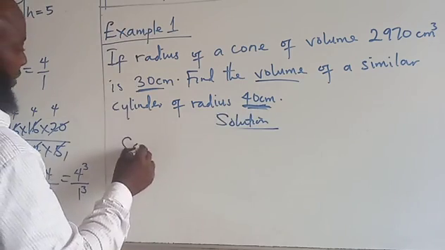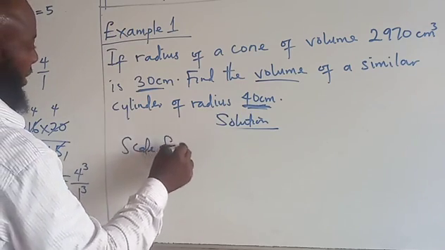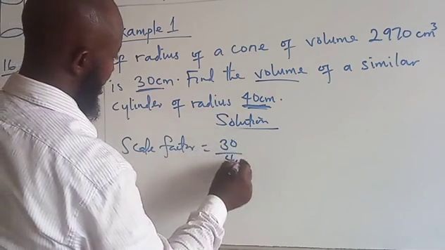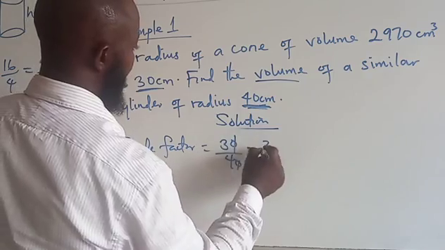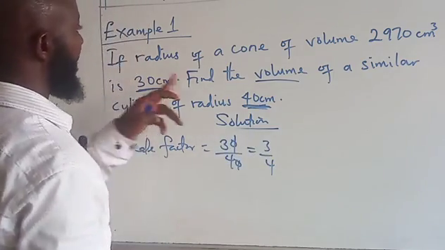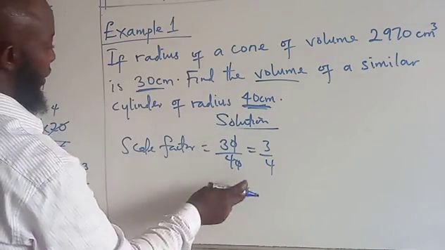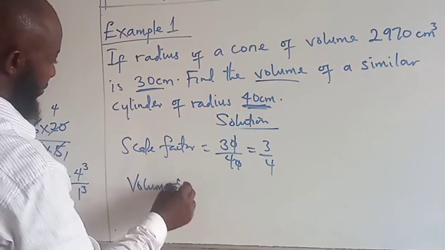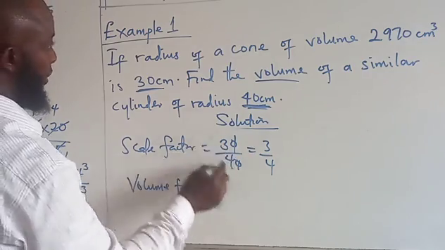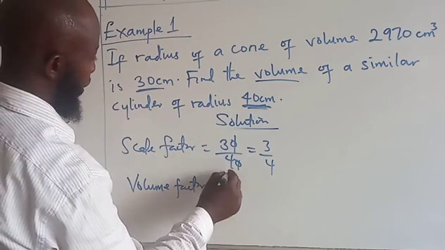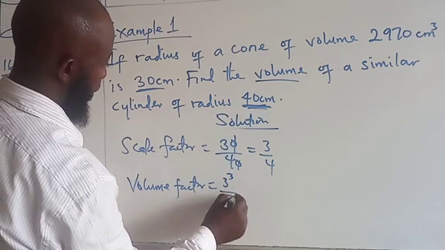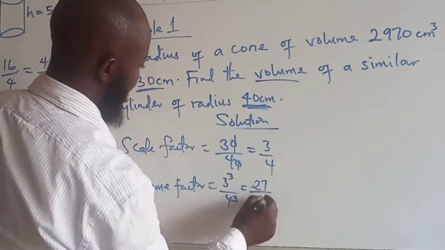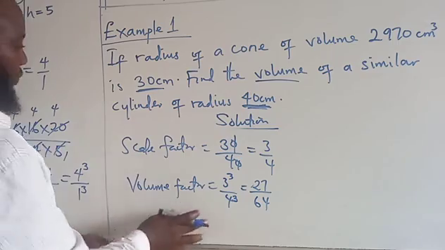So the scale factor here will then be 30 divided by what? 40. So that gives what? 3 over what? 4. Now, since it is volume, don't forget, the volume factor will always be equal to the cube of the scale factor. That will be 3 cubed divided by what? 4 cubed. So this gives what? 27 divided by what? 64. That is the volume factor. We've known that.